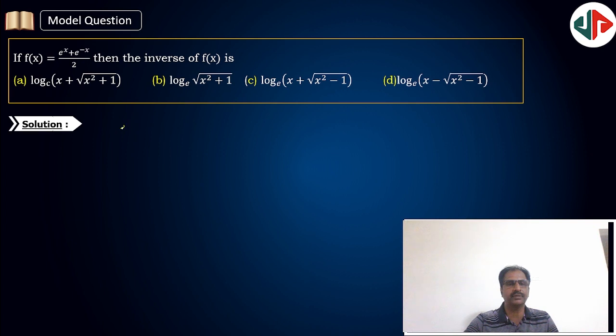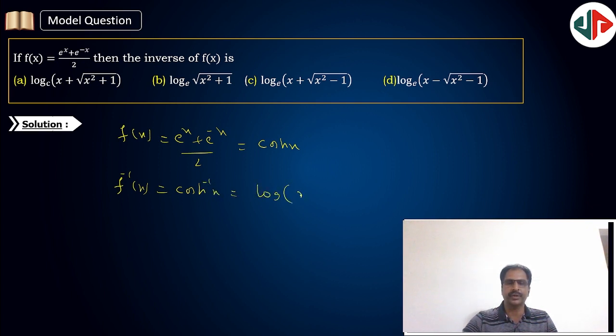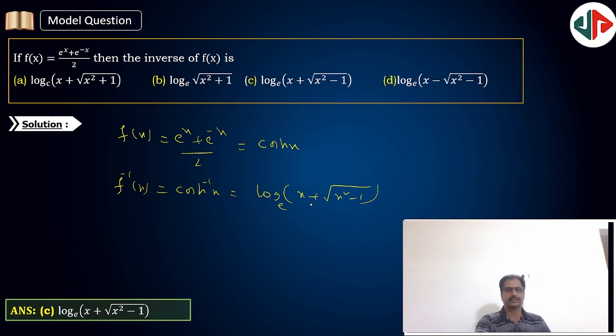Next, f of x is equal to e power x plus e power minus x by 2. You have to find the inverse of this. This can be done easily like this. This is the formula for cos hx. So f of x is indirectly cos hx. So what will be f inverse x? Cos h inverse x. And what is the formula for cos h inverse x? Log of x plus root of x square minus 1. Option C is correct.